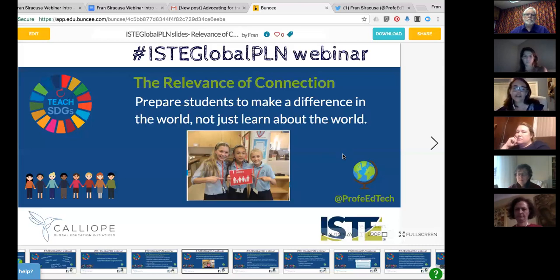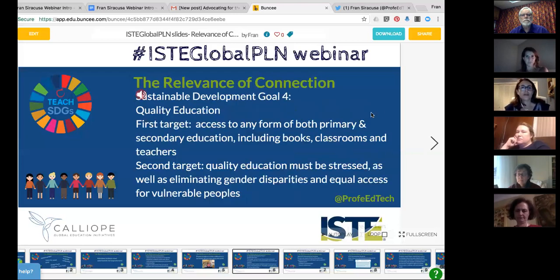I just think that our students are going to be the problem solvers of today and tomorrow. So when you look at the Sustainable Development Goals, one to really keep in mind is goal number 4, which is quality education. And each of the goals, if you go to the UN site, yes.